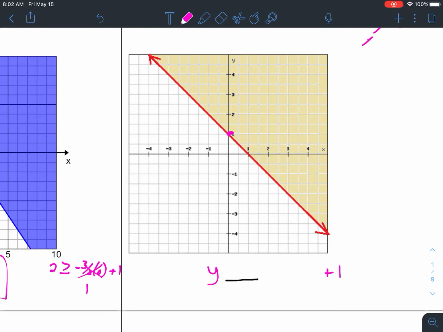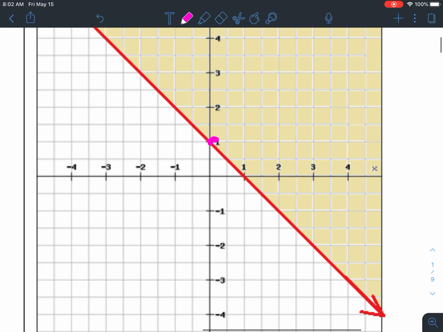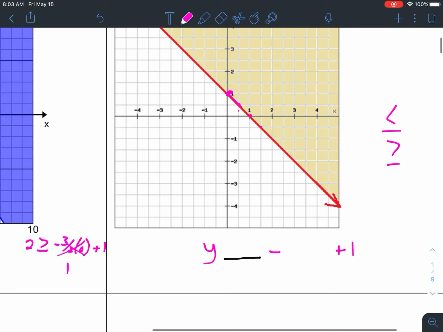We can also tell that this is a solid line, so it's going to be either greater than or equal to, or less than or equal to. And we know that our line is going down, so it's automatically negative. We look at this, we can tell it hits at every single point, so we go down 1 over 1. So that means we're at a negative 1x.